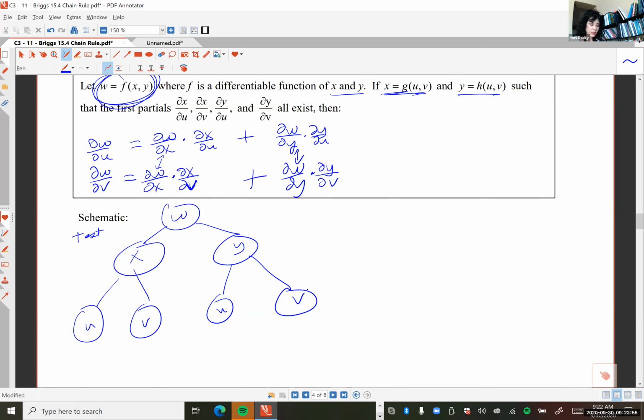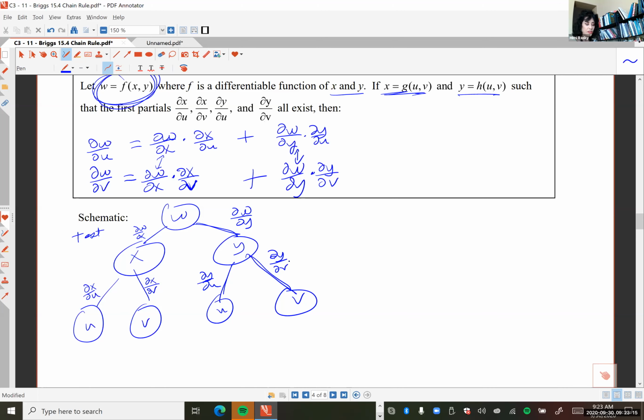And if you want to put the little partials here, you'll see dw/dx here, and then down this branch is dx/du, that's a partial, and here's another partial of x with respect to v. Down this branch, you'll have dw/dy, and down here you'll have the partial dy/du, and down this branch you'll have the partial of y with respect to v.